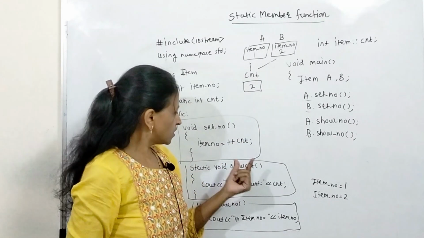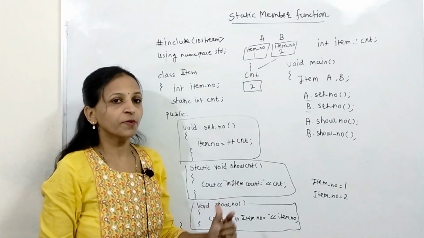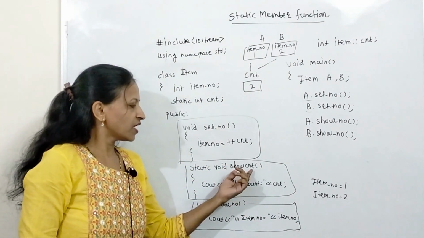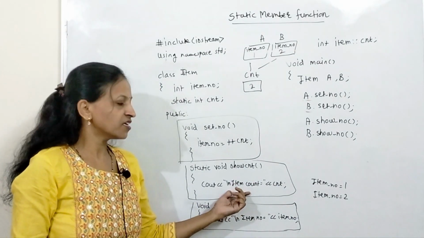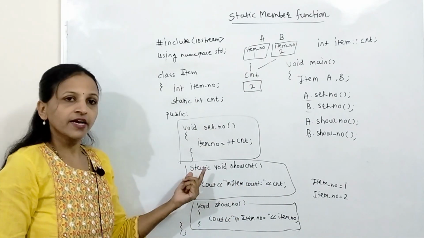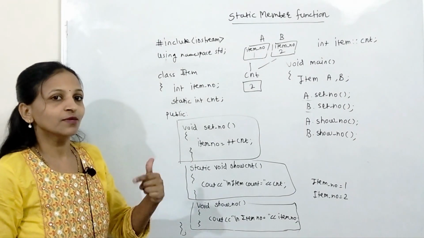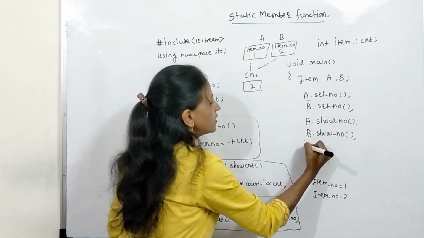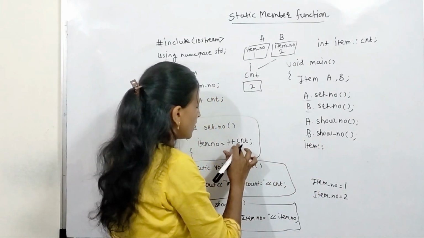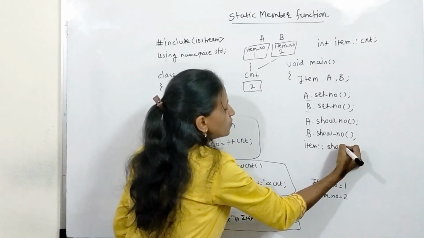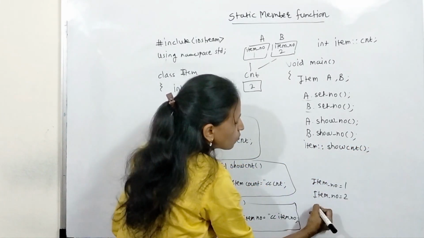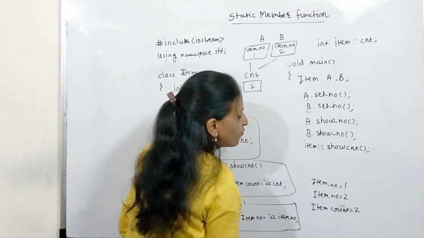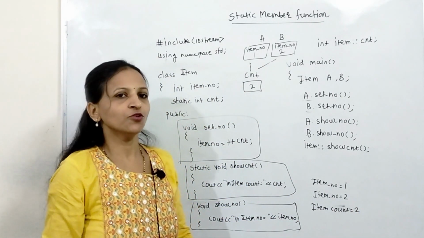Now see, this show count method: how many items, how many objects are created, will be displayed with the help of the show CNT method. We are just displaying here the count, the number of items. Now this is a static member function, we have to call it using the class name and scope resolution operator. Now how to call that? Simple, the class name is item, then the scope resolution operator, and then we call show CNT. Then we will get output like item count is equal to 2. Of course we have created 2 items, so we get item count 2.